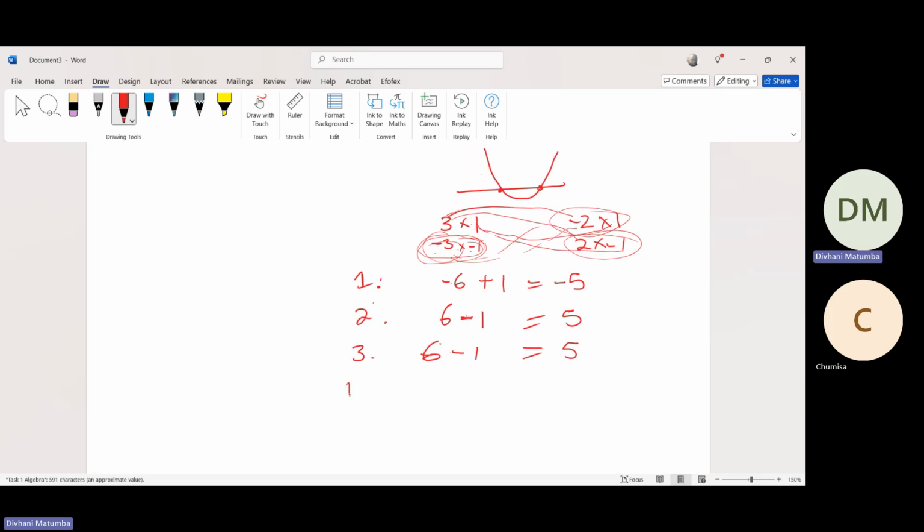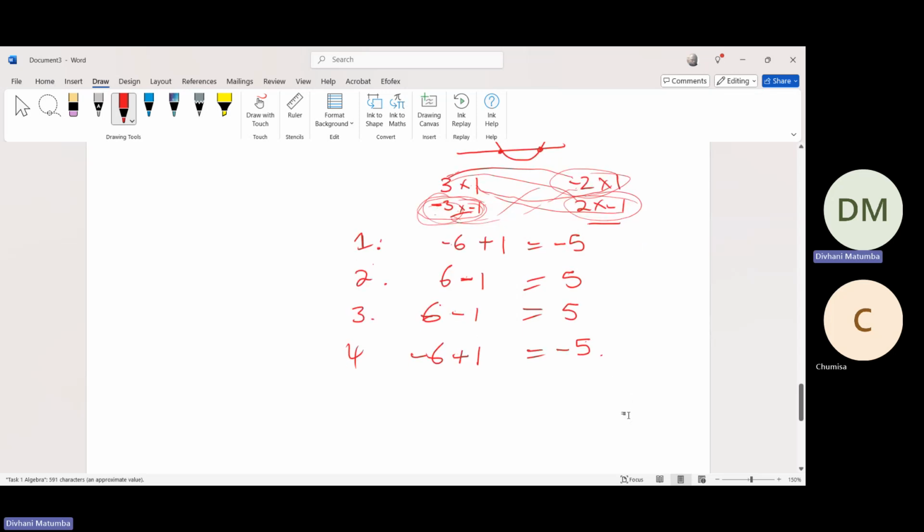And then the fourth combination, this will be -6. You agree? This one and this one. And then plus, because it's -1 times -1, it will be +1, which will give me -5. All right, sharp.